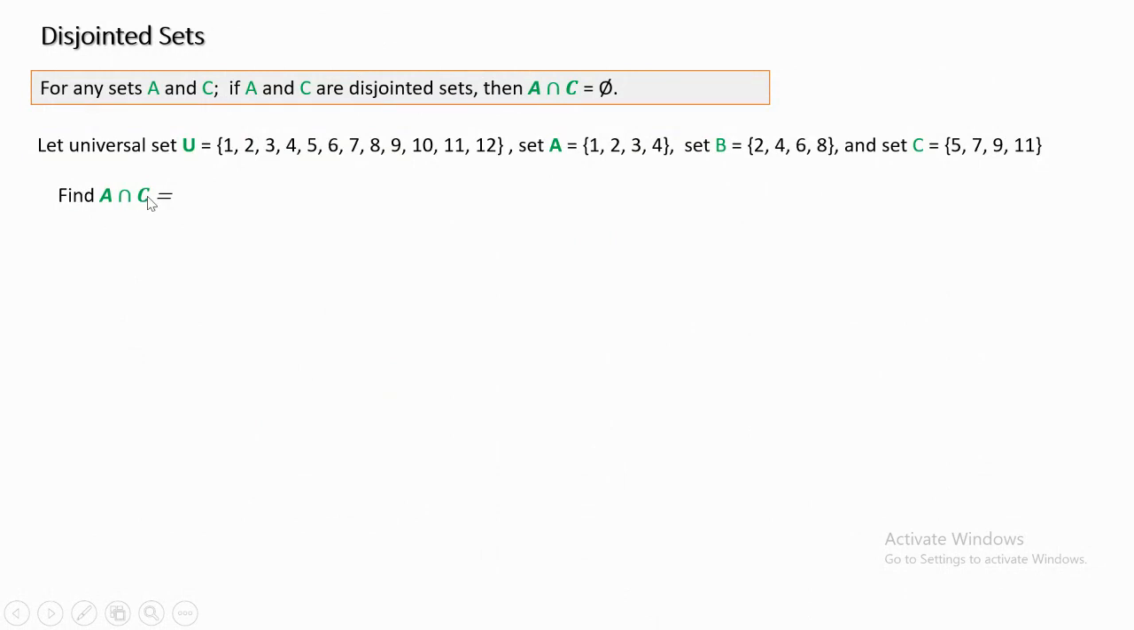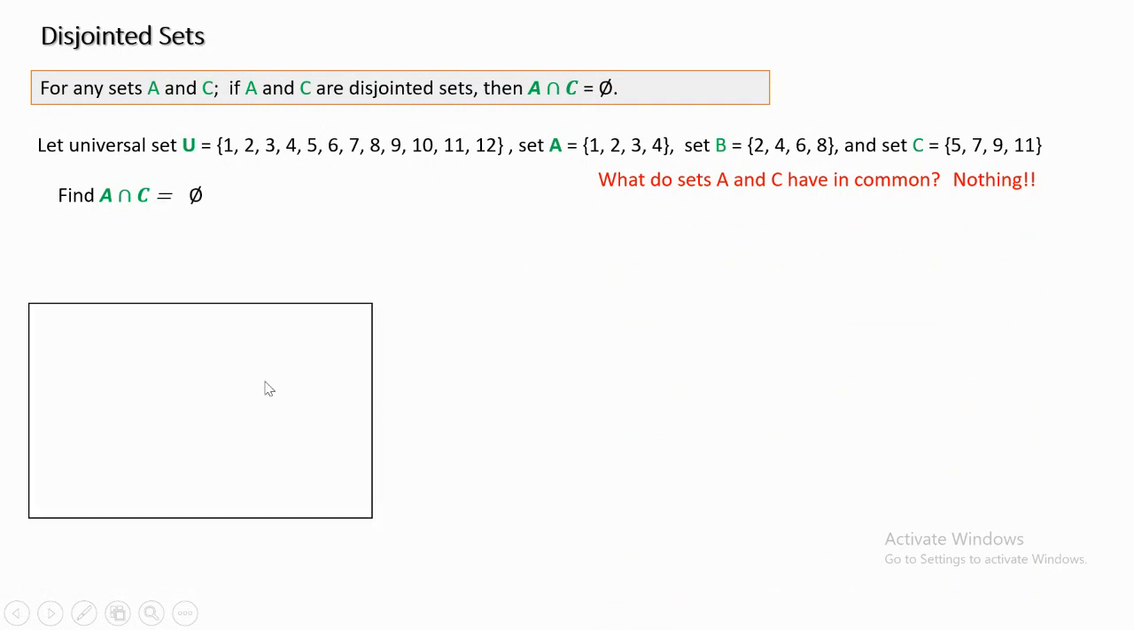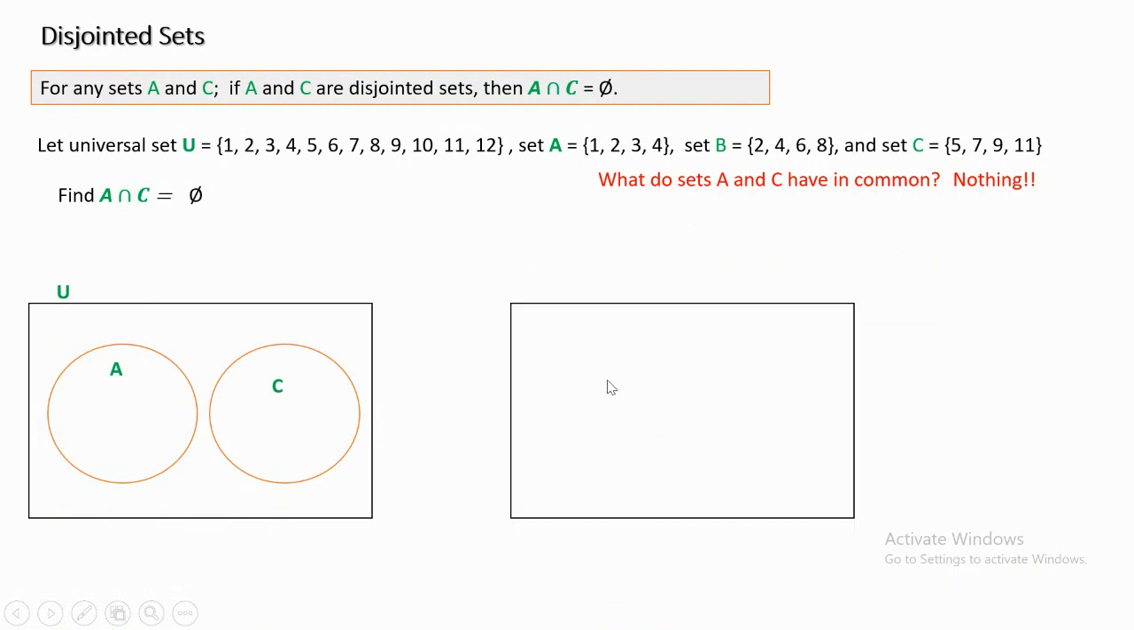So find A intersects C. If we notice, what do the sets have in common? So if we notice, right, they don't have anything in common. So these are called disjoint sets, right? Because they don't have anything in common, so it's going to be the empty set, but they call it disjoint set. How do we represent this in a Venn diagram? This is my universal set. This is set A and set C. You see, there's nothing in common. That's why these are called disjoint sets.